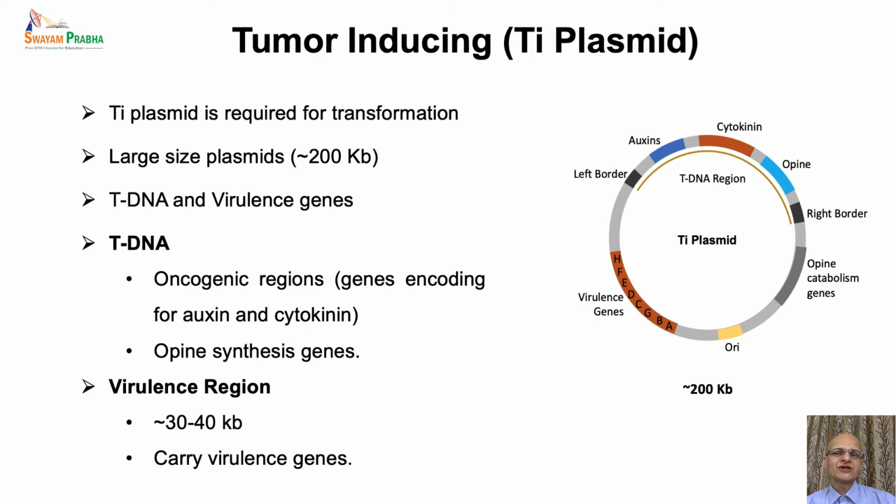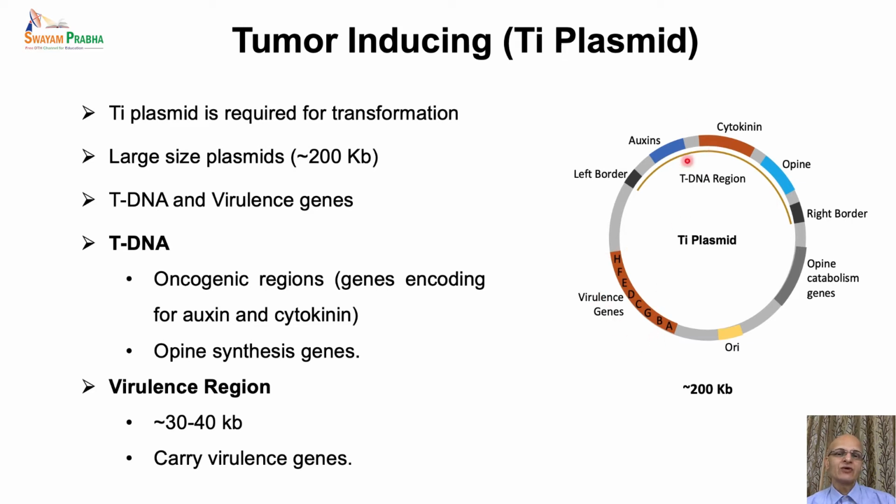In the last lecture, we talked about the Ti plasmid and its role during the infection process. So the Ti plasmid is essential for the transformation. These are large plasmids, that is, their size is somewhere around 200 kb or even larger. They have two major components that participate in the infection process, that is the virulence genes and the T-DNA region. T-DNA is actually transferred to the plant genome, and the virulence region codes for the factors that are responsible for this transfer.